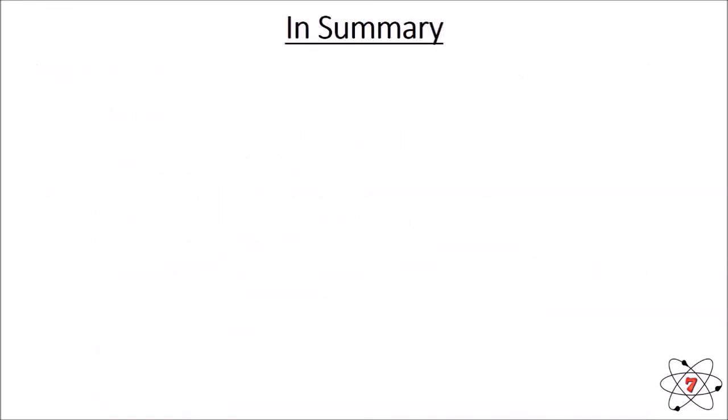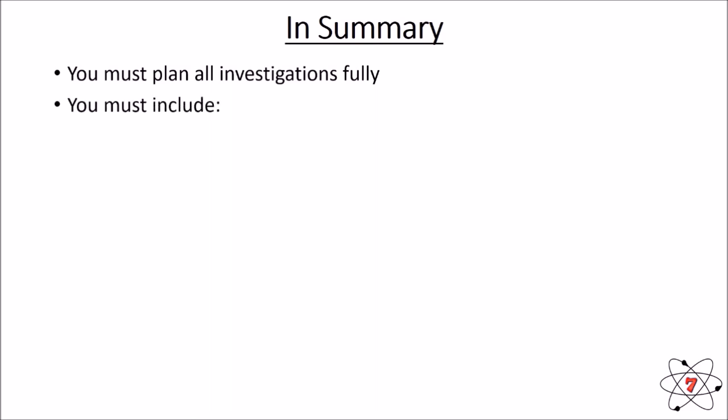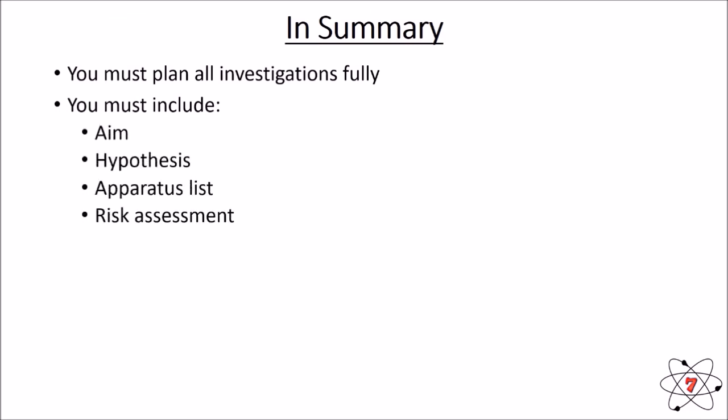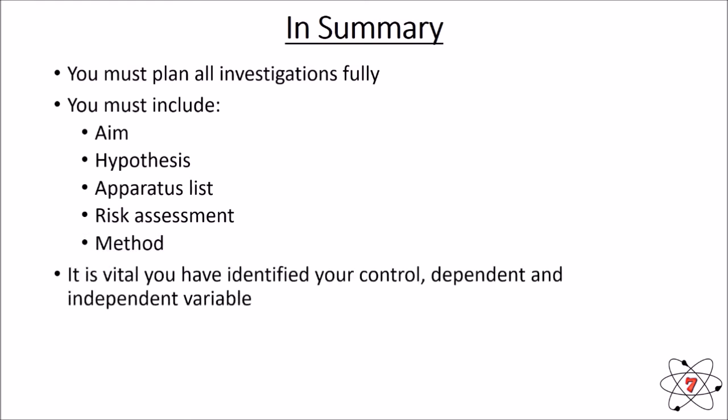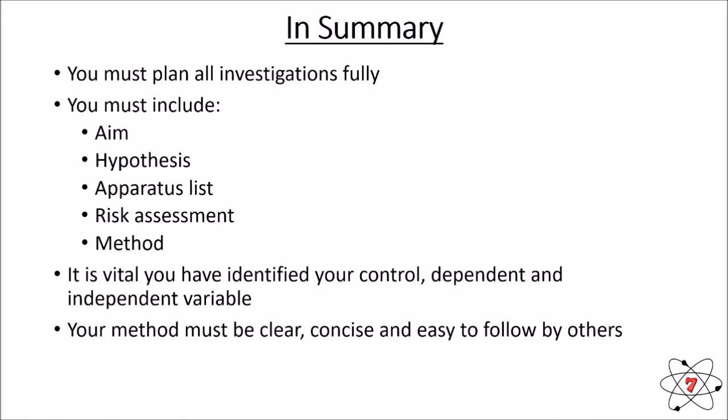So, in summary, your plan must be complete for all investigations before you start. You must have an aim, a hypothesis, an apparatus list, a risk assessment, and a method. You must identify your control, dependent, and independent variables, and your method must be clear, concise, and easy to follow by others. So, if you do all these things, I can absolutely guarantee you will make a fantastic plan for any experiment you do.